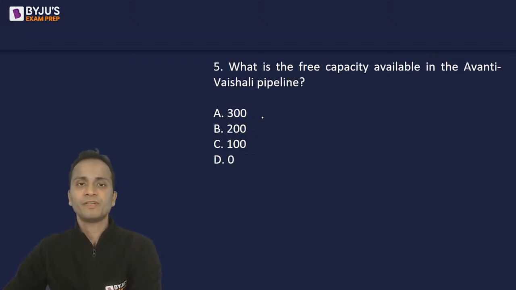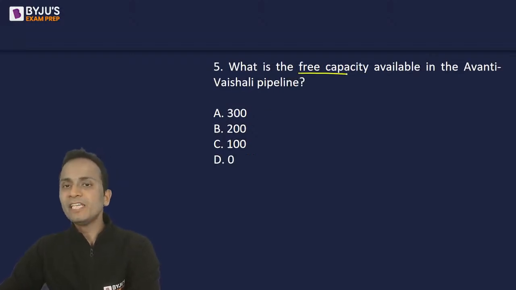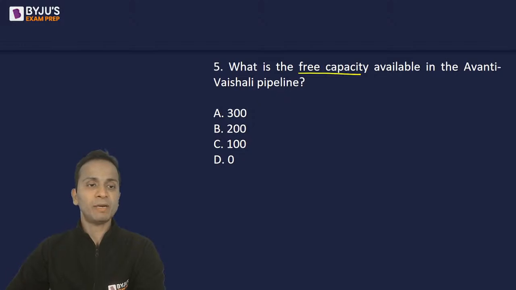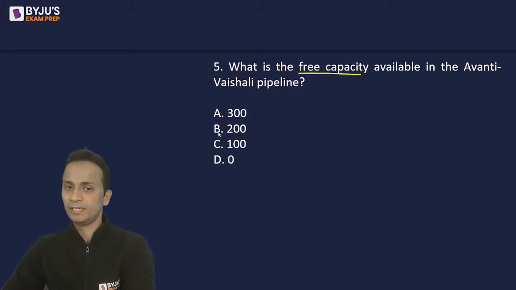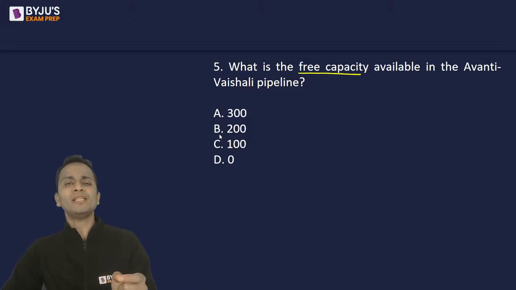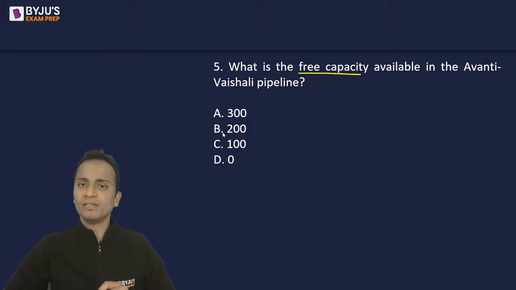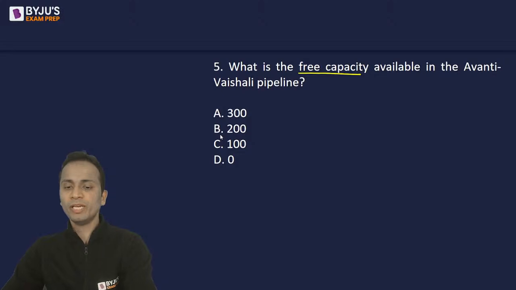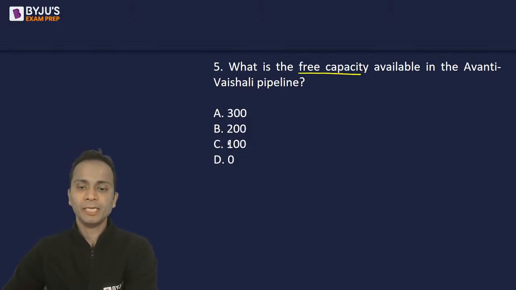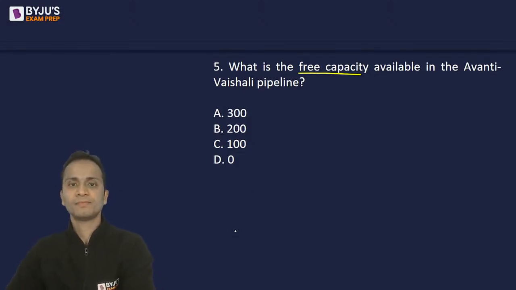Question number 5. What is the free capacity available in Avanti Vaishali pipeline? Avanti Vaishali pipeline को consider करना है and free capacity बताना है. Total capacity was 1000. ठीक है? So let's check the flow. 1000 minus the quantity which is flowing will be the free capacity. Okay? So Avanti Vaishali pipeline, if I'll go back.